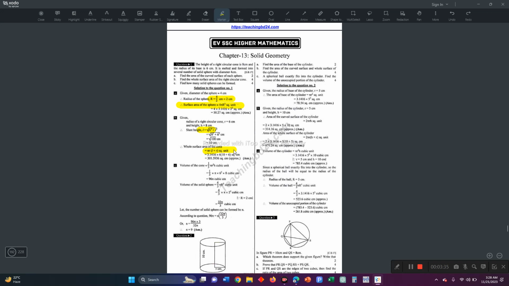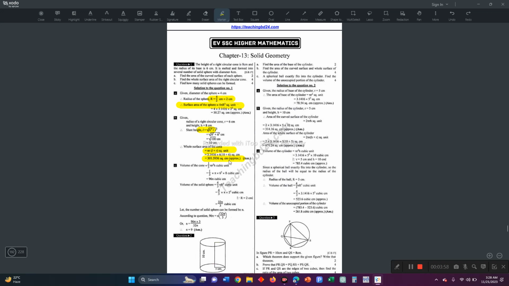Now we have got the value for L. Now the whole surface area of the cone is pi r into L plus r. We have determined the value of L, and r is given, so the value comes to 301.5936 square centimeter approx.